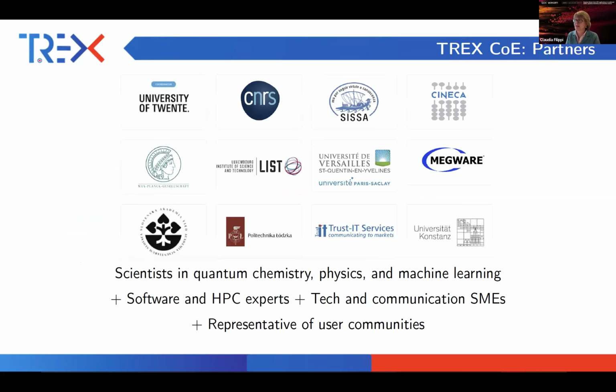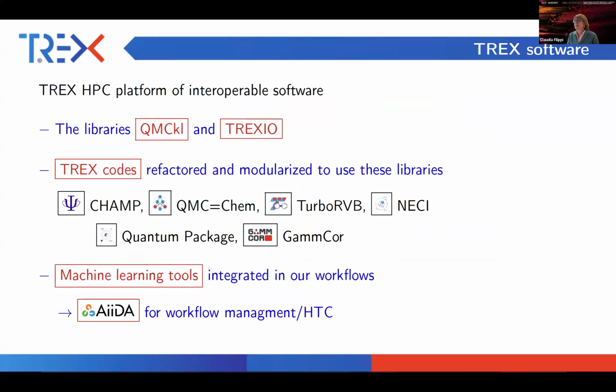We are chemists, physicists, and there are some machine learning experts. Of course, we have software and HPC experts, as well as technical and communication SMEs. We also have representatives of the user communities, who are going to be here. So indeed, TREX has resulted in a platform of software: the two libraries, as well as a bunch of codes which have been improved, refactored, and modularized to actually make use of the libraries.